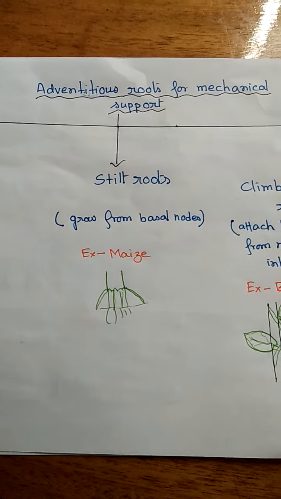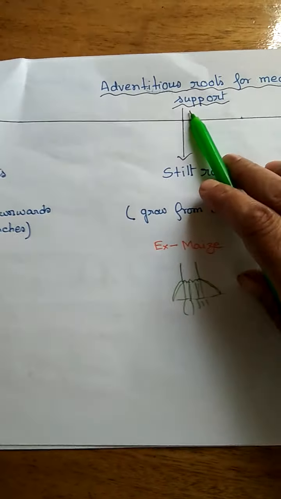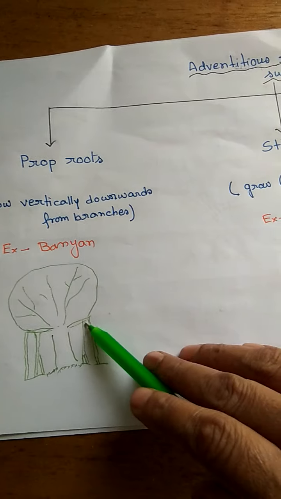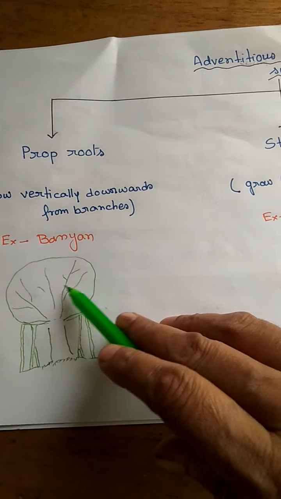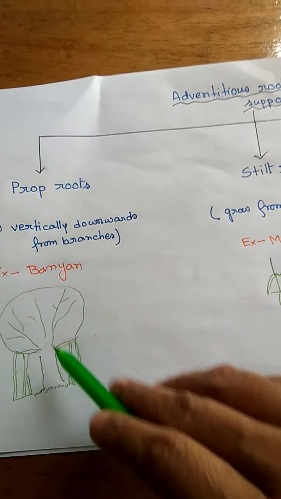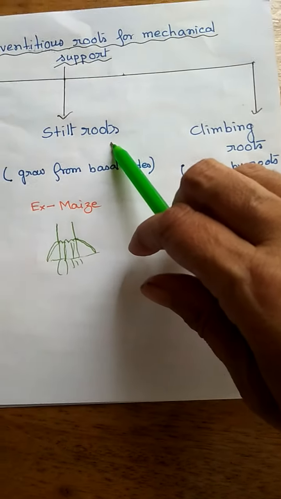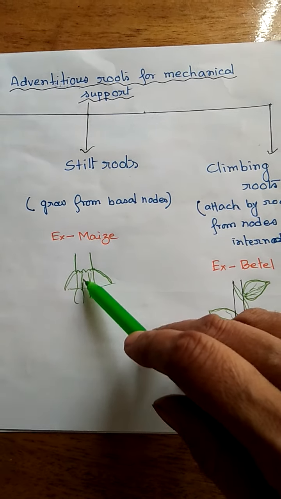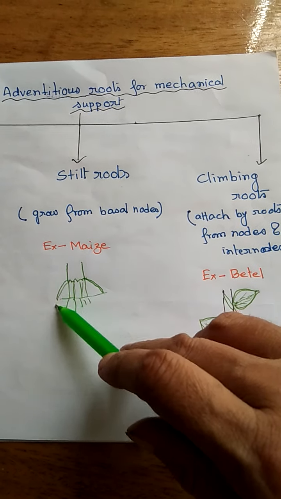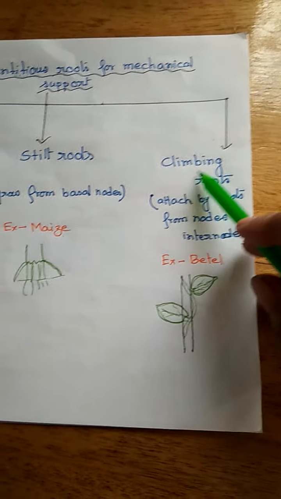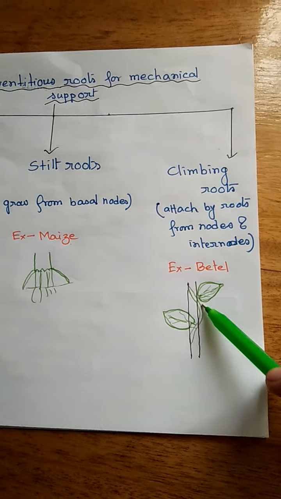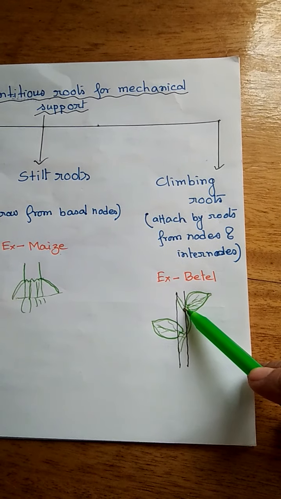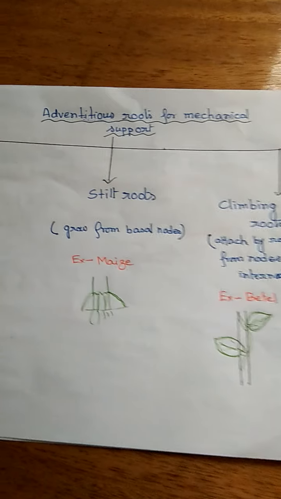Now next one, students, is adventitious root for mechanical support. Three types are there. One is prop root. Some vertical downward branches develop roots. Example is banyan. In case of the stilt root, some roots are developed from the basal node. Example is maize. And in case of the climbing root, the plant is a climber. From nodes and internodes some roots are developed and it helps in climbing.